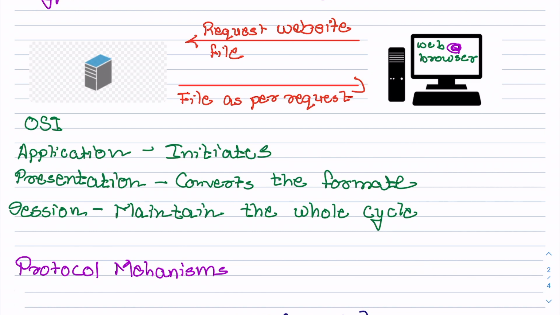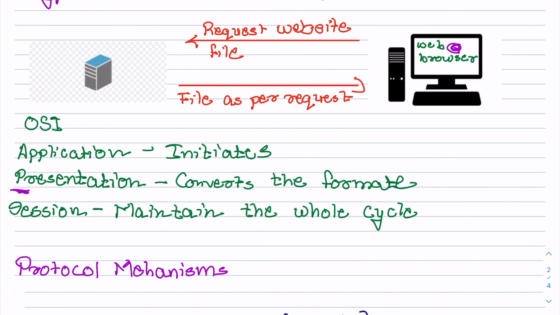Then comes the presentation layer. People from different countries have different languages. If you want to communicate with those people, you have to learn their language or translate what you want to say. That is what the presentation layer does: it converts the request from the computer into the language of the server.